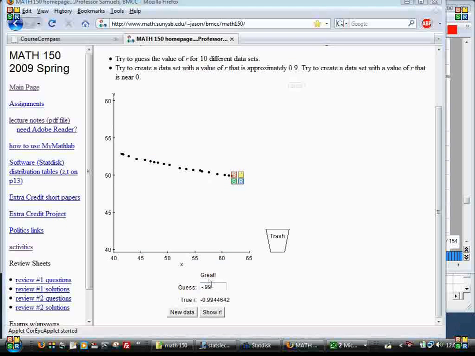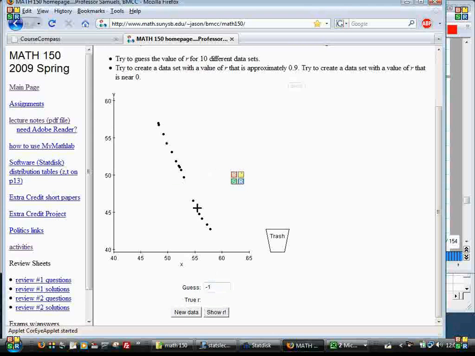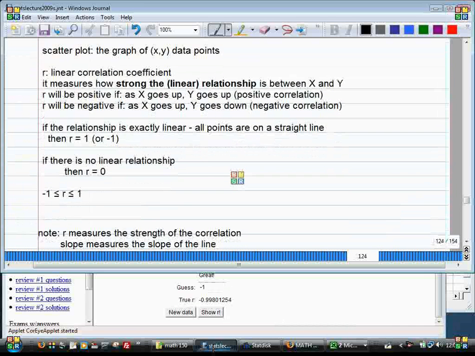Line. So your R is very close to negative 1. Same thing for this line. It's steeper, but R doesn't care about steepness. R just says how close to a straight line do we have. So again, we guess negative 1, and that's very close. So R is just measuring how close is it to being in a straight line. Okay. So what measures the steepness is the slope, which hopefully you all remember from algebra. But more on that in a minute.